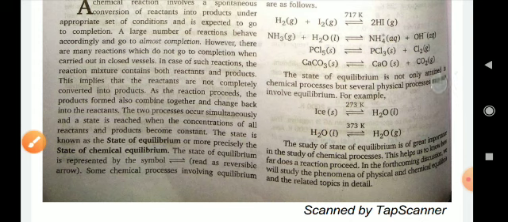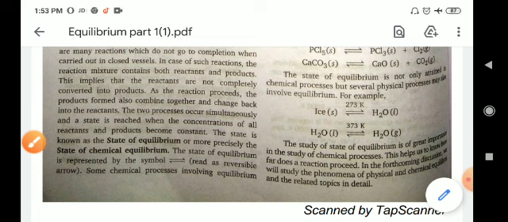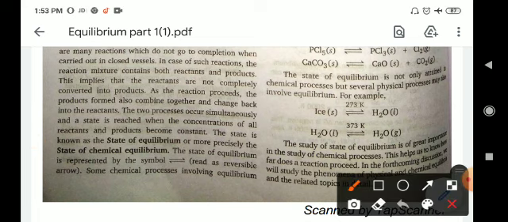So the state of equilibrium is not only attained in a chemical process, but several physical processes may also involve equilibrium. Like that, solid ice when it melts gives liquid water, and this liquid water when it vaporizes gives water vapor. Okay, so the study of the state of equilibrium is of great importance in the study of chemical processes. This helps us to know how far a reaction proceeds.